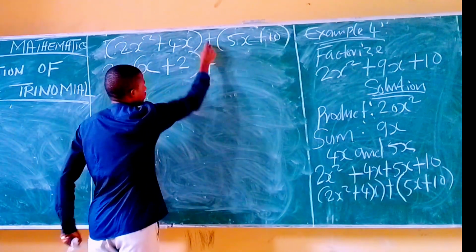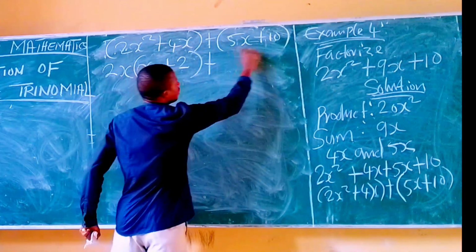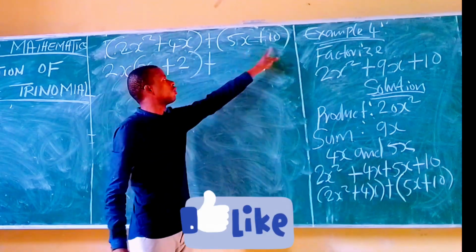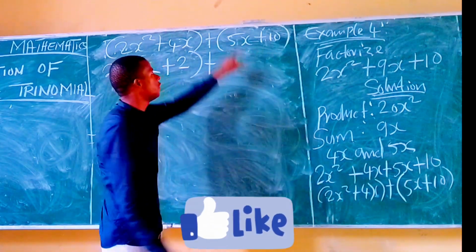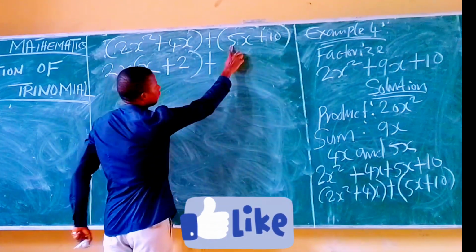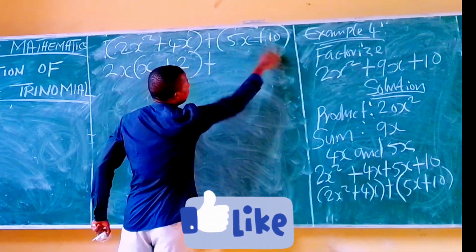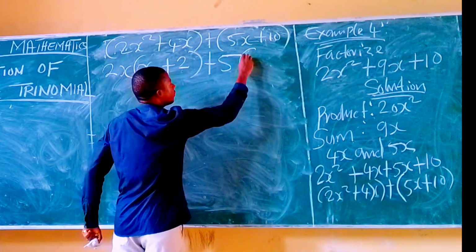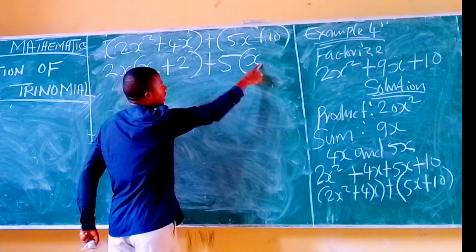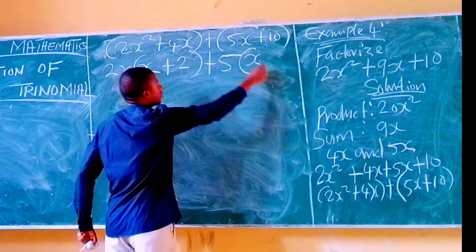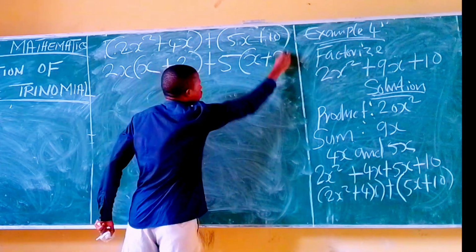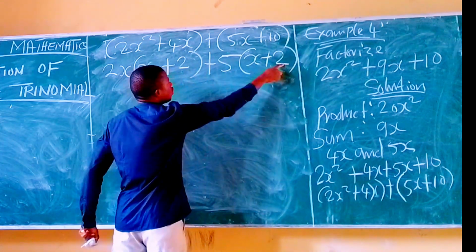Now look at this second bracket also. What is common? We have x here, but there is no x in the 10, so x is not common. Leave it. Now we have 5, and 5 can go into 10, right? So factor out 5. Now let me put x, because 5 times x gives us 5x. Plus, if you bring out 5 from here, we have 2, because 5 times 2 is 10, right?